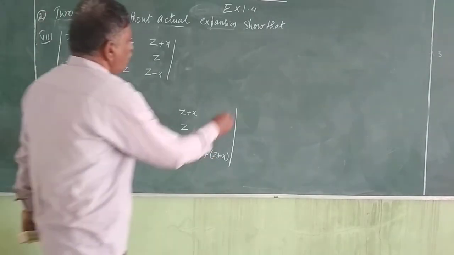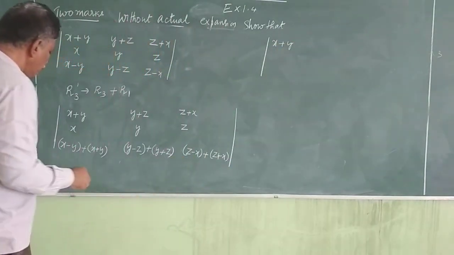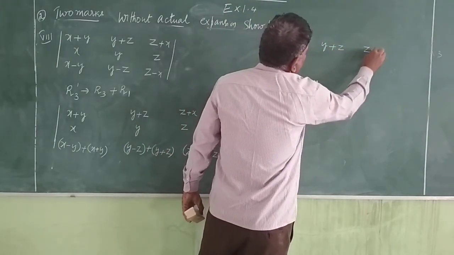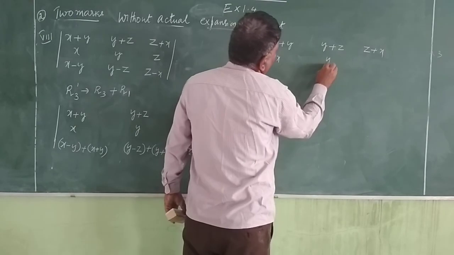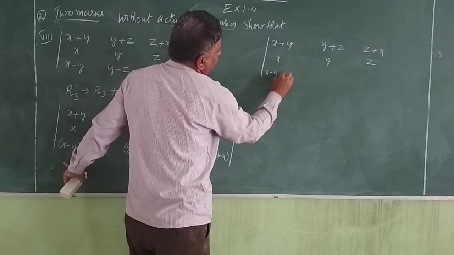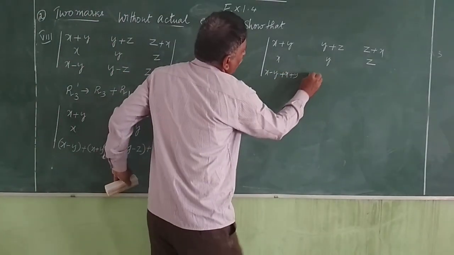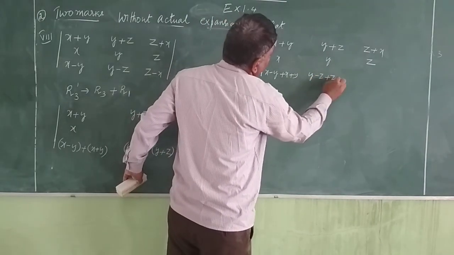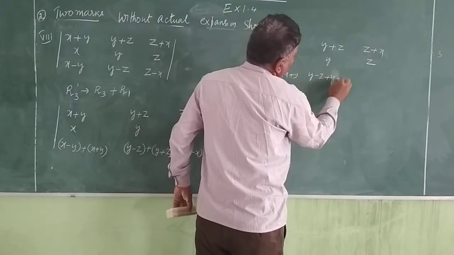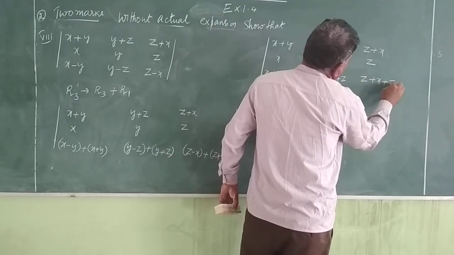Now this will become x plus y, y plus z, z plus x. So x, y, z. So this will give you what? x minus y plus x plus z. Okay, this one will give you y minus z plus y plus z. Next, z plus x plus z minus x.